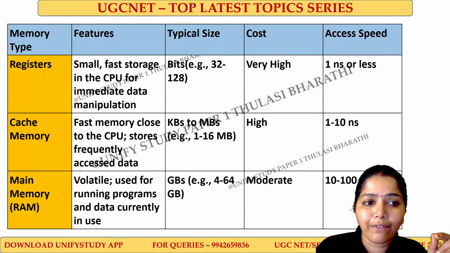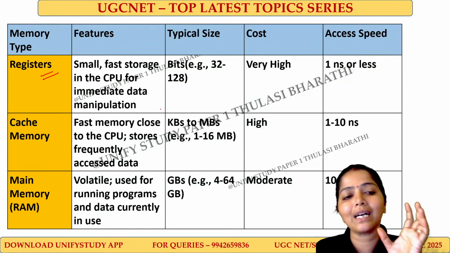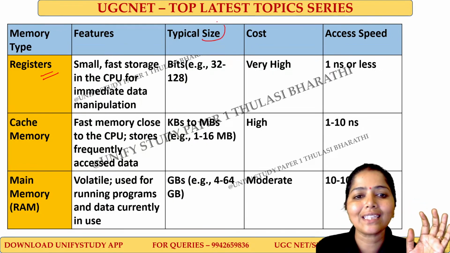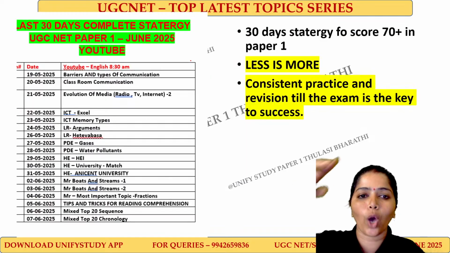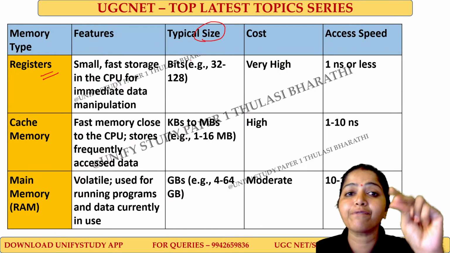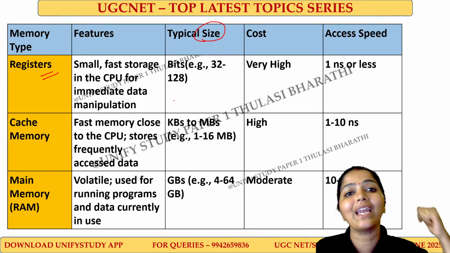So see here, as I have told you, register: size, cost and speed. If you take the size of the register, it is at the top of the pyramid, right? It is said to be small, but it is the fastest we can do.